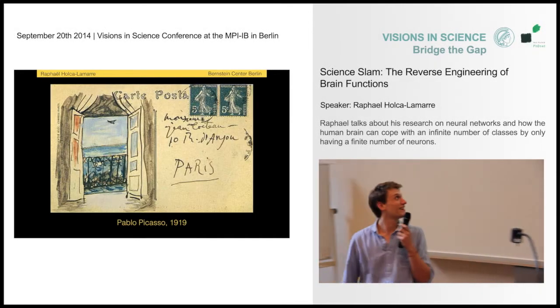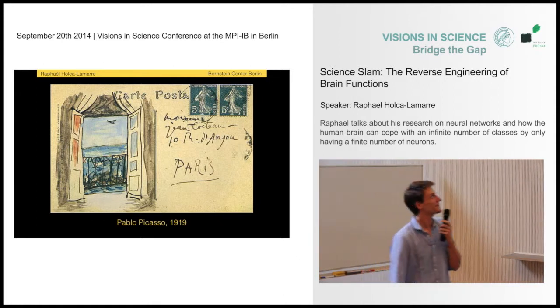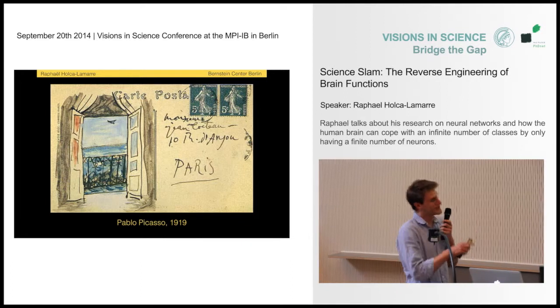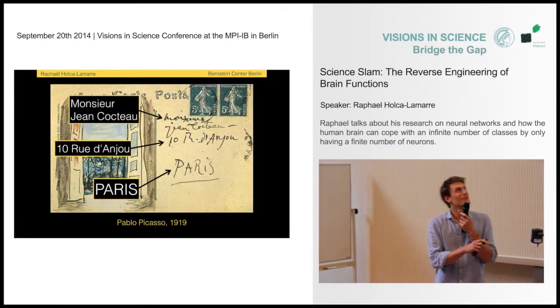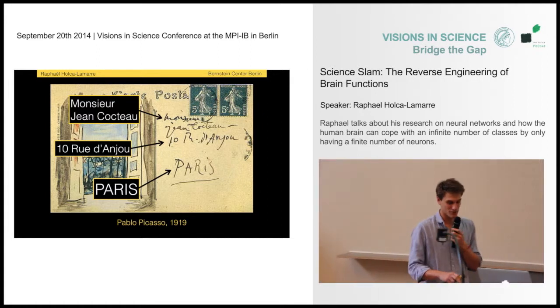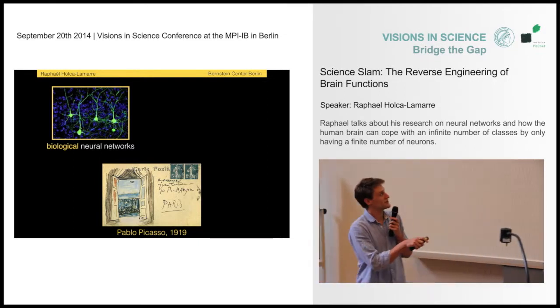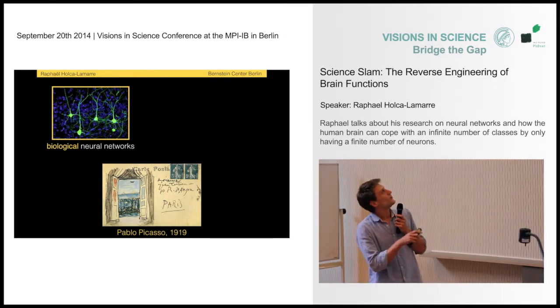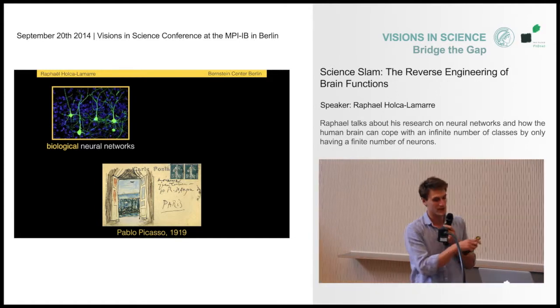And so this is once again a letter that was sent by Pablo Picasso at the beginning of the 20th century. And although the writing is a little difficult to read, you can probably make out that it was sent to Paris, to the 10 Rue d'Anjou, and to Monsieur Jean Cocteau. And when this letter was sent at the beginning of the 20th century, so in 1919, only humans with our biological neural networks could read this writing.